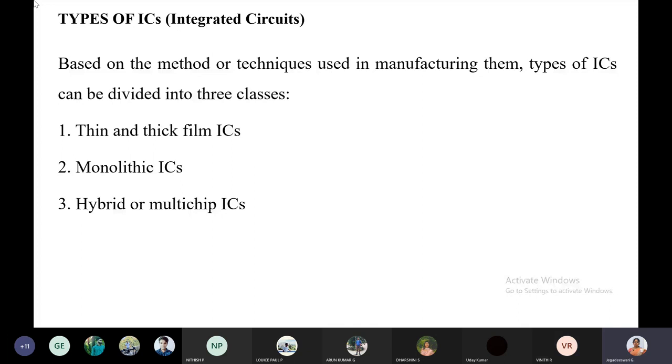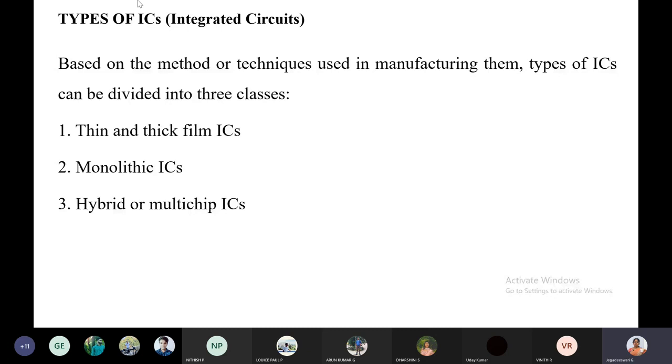Okay. So these are the three types of ICs we have, based upon the techniques and methods we use while manufacturing. One is thin and thick film, monolithic, hybrid or multi-chip.